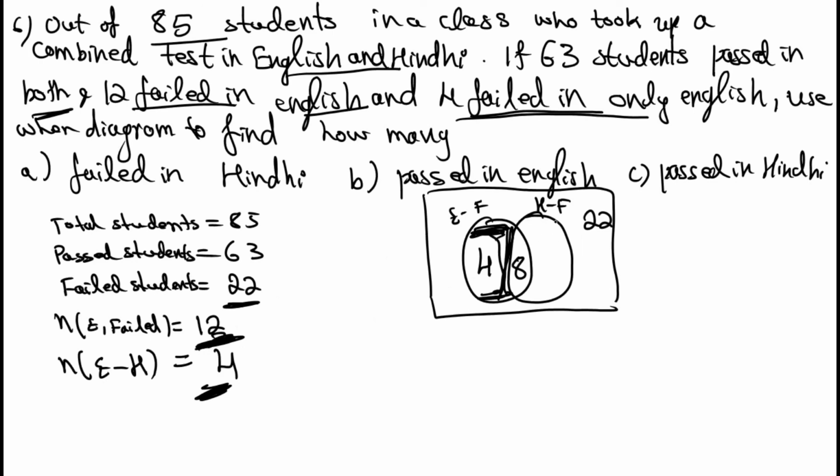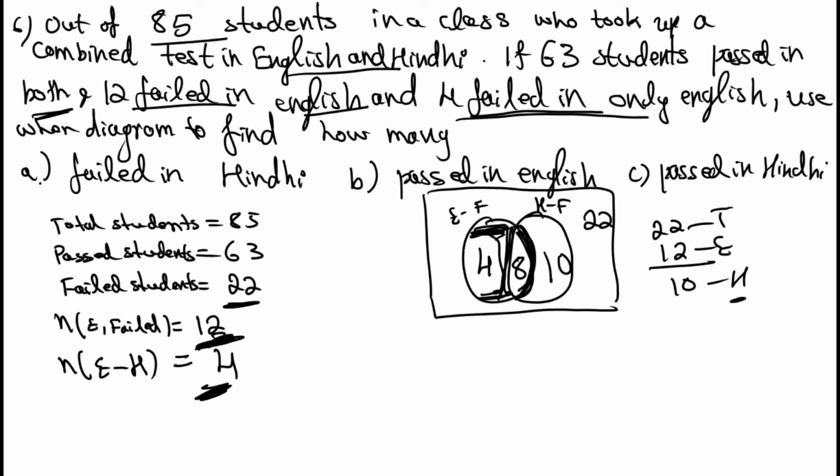Now Hindi only. How to calculate Hindi only? See, total 22 students are there. Okay, in that 12 students are failed in English. Then remaining students are failed in Hindi only. So here you will get 10. Okay, so see how many students are failed in Hindi. Total equal to 18. How many students failed in Hindi only? That's equal to 10. Clear? Total failed in Hindi means 18. They may have failed in English also. But the number of students failed in Hindi only is equal to 10.